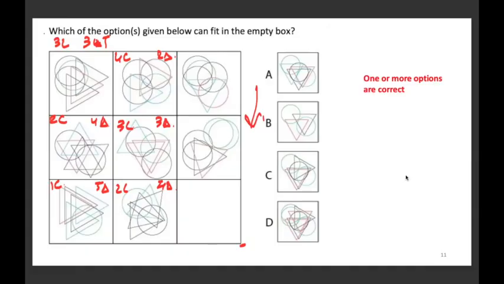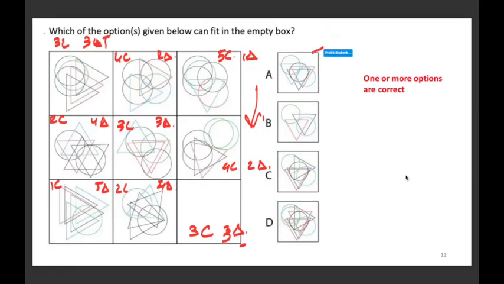So here in the final figure, we have 1, 2, 3, 4 and 5 circles and 1 triangle. Next, we have 4 circles and 2 triangles, and then we will have 3 circles and 3 triangles. So where exactly is that happening?